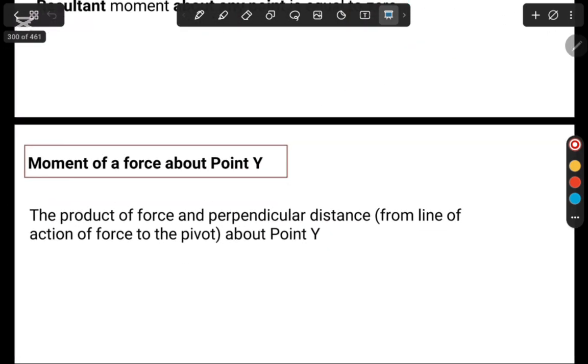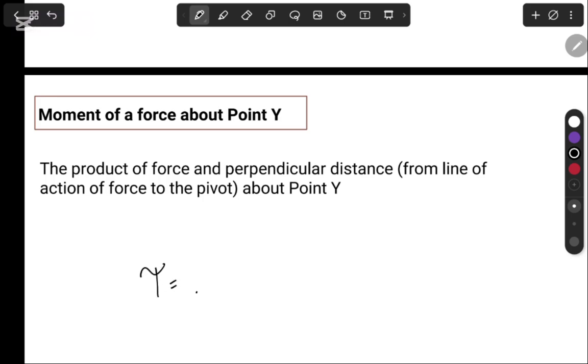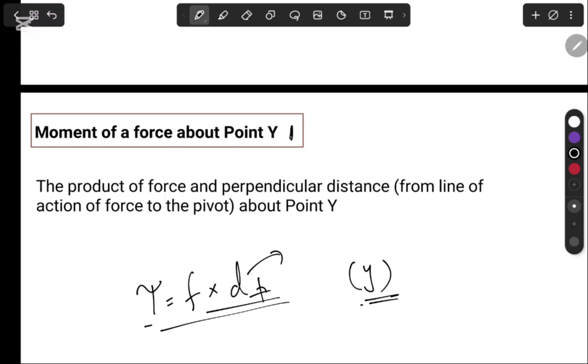Now we have 1 more, I think. Yeah, so: moment of a force about point Y, 1 mark. I didn't put it there. You have to define this. So that's going to be the product of force and perpendicular distance. What does perpendicular distance mean? It just means the distance from the line of action of the force to the pivot, about point Y. Basically, the definition: torque, or moment, is equal to force times the perpendicular distance, where this distance is from the line of action of the force to the pivot, and all of this is about point Y, where point Y is our pivot. Okay, so that makes sense. It's going to be for 1 mark.